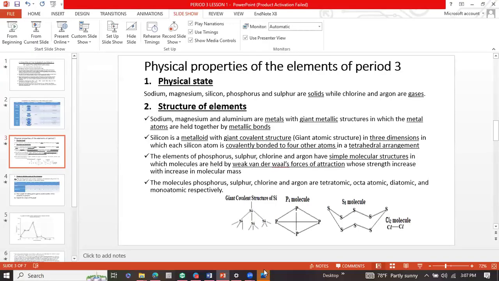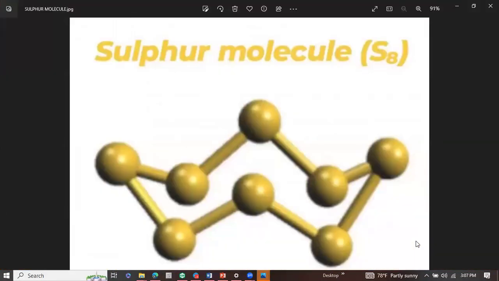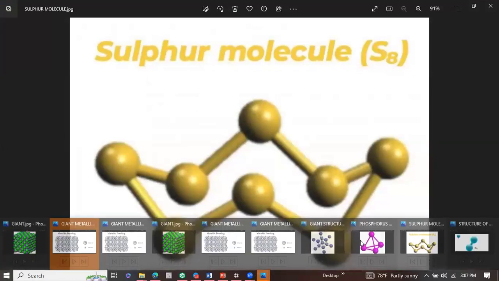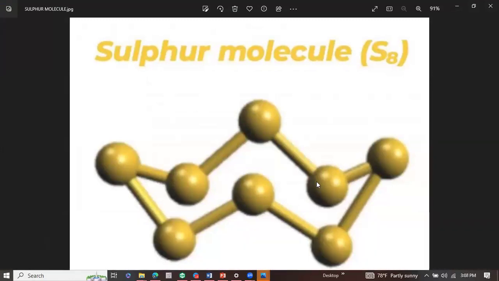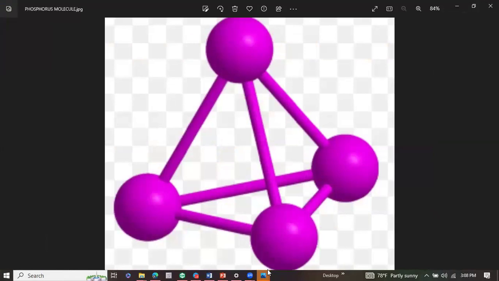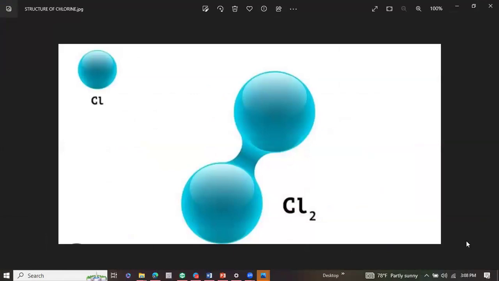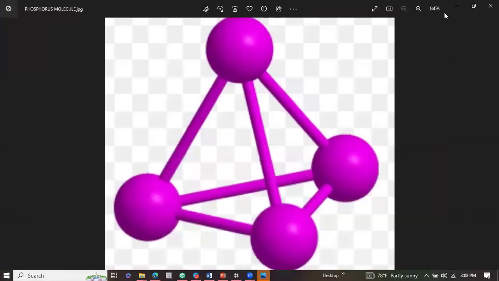Let's try to look at the structures of phosphorus. Sulfur, that's the structure of sulfur. When you look at the structure of sulfur, there are 8 atoms. When you look at the structure of phosphorus, there are 4 atoms in the molecule. The structure of chlorine, there are 2 atoms in each molecule. That one of argon, 1 atom.